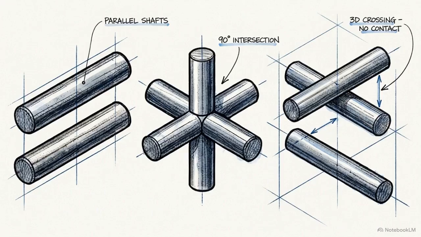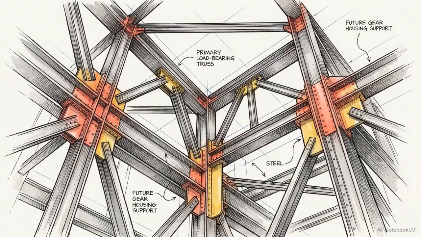These three orientations form the definitive blueprint for classifying every mechanical gear system in existence. Selecting the correct machine element is fundamentally an exercise in three-dimensional geometry. The empty space dictates the entire mechanical architecture.